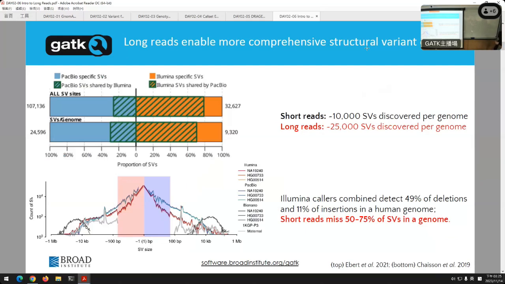In particular, we discover a smaller proportion of insertions than deletions. That's because it's a little bit easier to find where we're missing portions of the reference genome compared to when novel sequence is inserted. It's a little easier to find that deletion signal in short reads.